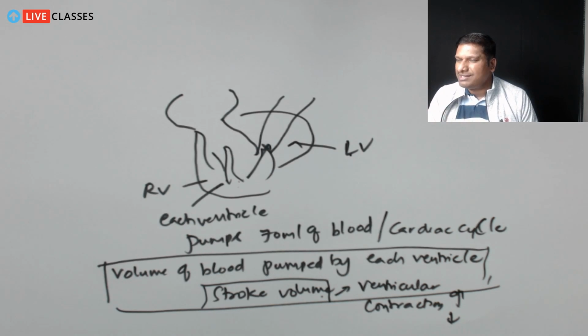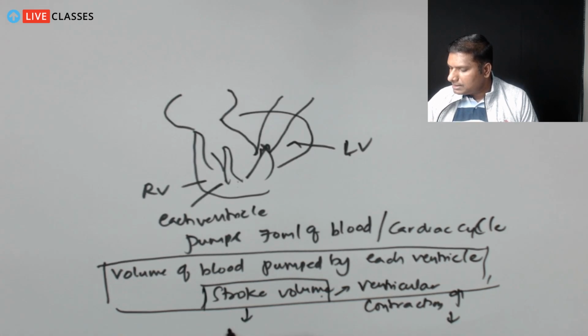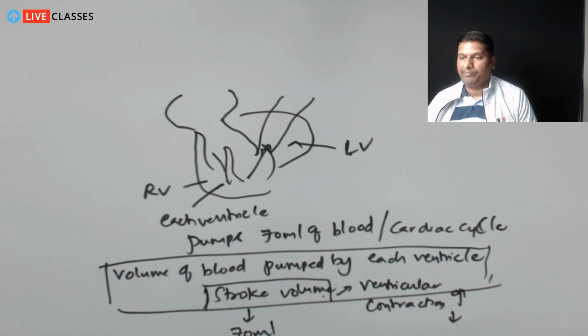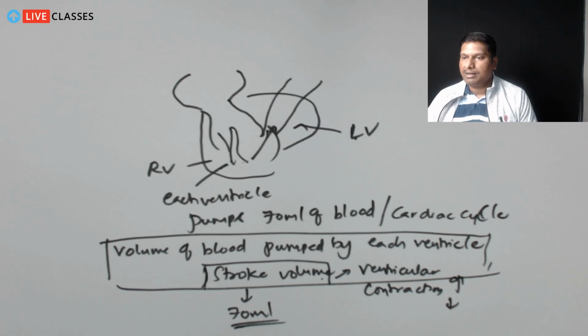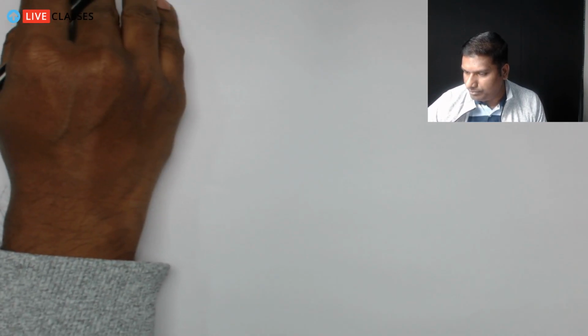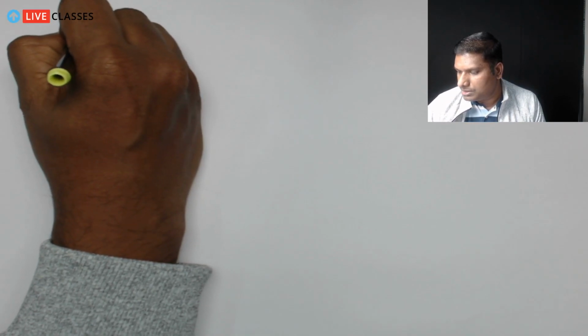And what determines whether the ventricles will contract more or less? There are several factors which determine how much a ventricle will contract. But in a normal healthy human being, the stroke volume is 70 ml. 70 ml per cardiac cycle. In one cycle, you will see an output of 70 ml. So that is stroke volume.